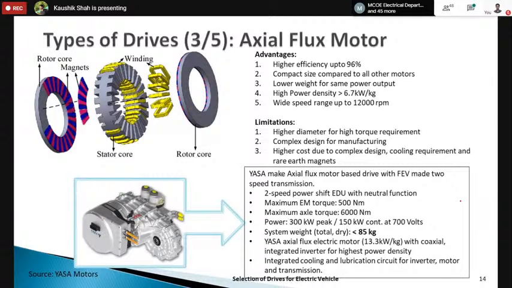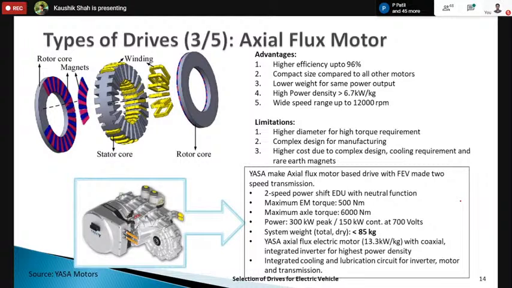If you see, 96% is pretty high efficiency, and you can have a smaller battery pack too, because of the higher efficiency, and then you will have a better energy coefficient, right? So the energy ratio is also better. Now it is compact in size as compared to other motors. When you say compact, it is because it requires a little less space.